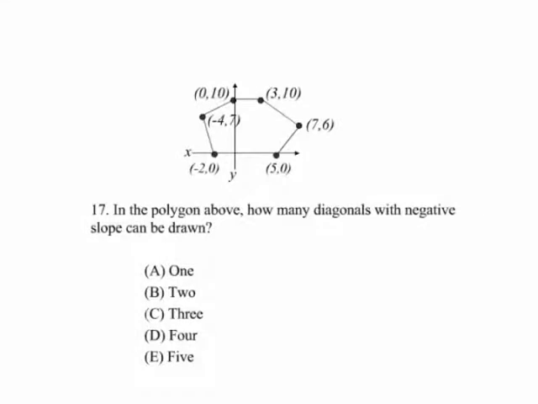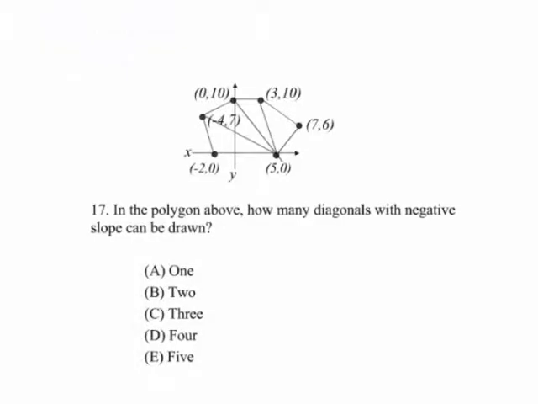This problem asks us how many diagonals with negative slope can be drawn. Okay, a diagonal is connecting a vertex. So in this image, you're connecting the points. And remember that slope is rise over run, how much the line goes up divided by how much the line goes across. And in this case, we're looking for a negative slope, so we want a line that slopes down from left to right.